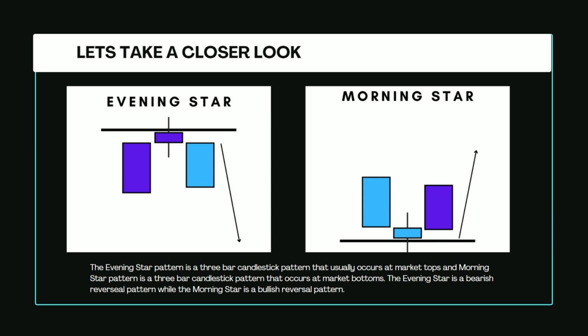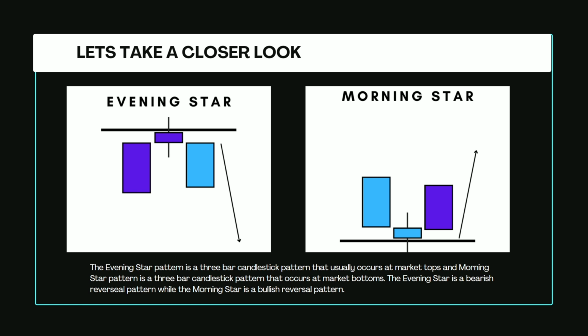Now, these two formations are very important to understand. This is a 3 candlestick pattern formation. We've got the evening star and the morning star formation. They usually form at resistance, while the morning star usually forms at support. The evening star pattern is a 3-bar candlestick pattern that usually occurs at market tops, and the morning star pattern is a 3-bar candlestick pattern that occurs at market bottoms. The evening star is a bearish reversal pattern, while the morning star is a bullish reversal pattern.